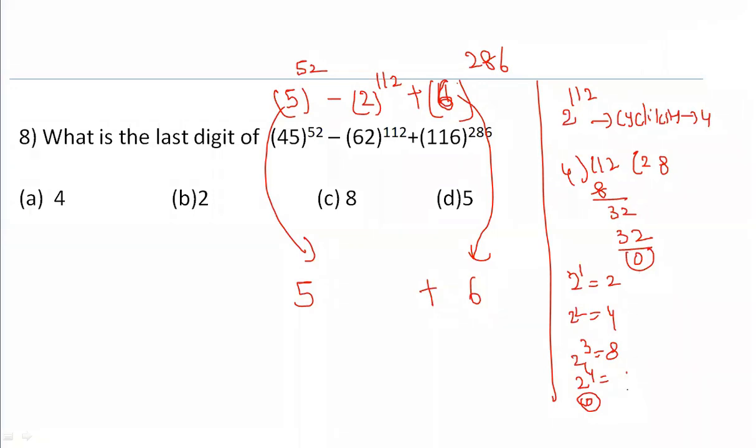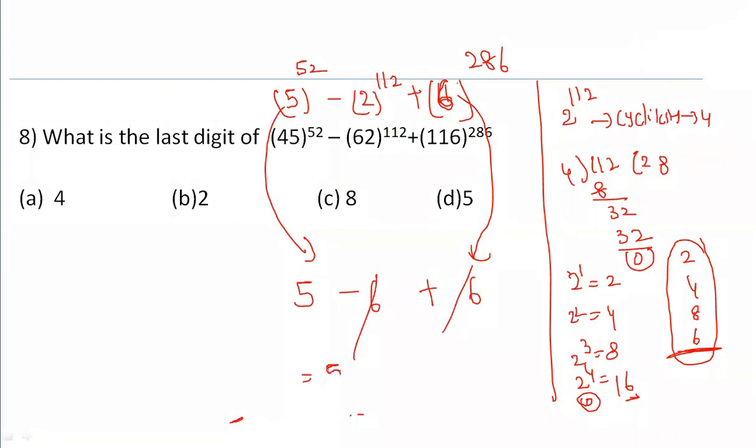For remainder 0, you have to take the cycle ending value. 16, but it is only 6 you will take because you are concentrating on the units place. So 2, 4, 8, 6 is the logic. As the remainder is 0, the cycle ending value you have to take is nothing but 6. So what is the units place of the second term, guys? That is nothing but 6. So apply the value that we have here: minus 6 plus 6, minus 6 is going to get cancelled. So what's the answer for the question? The answer is option D. Option D.